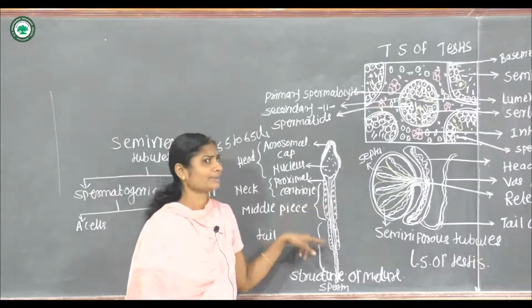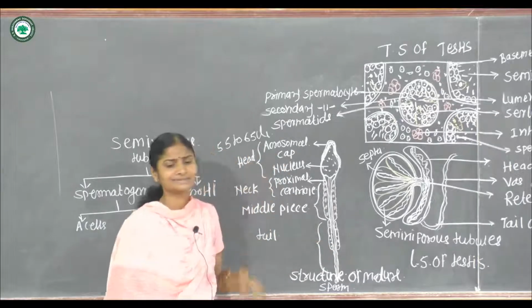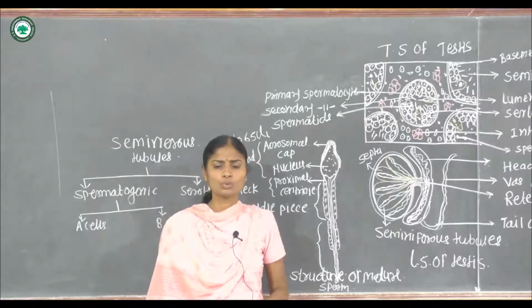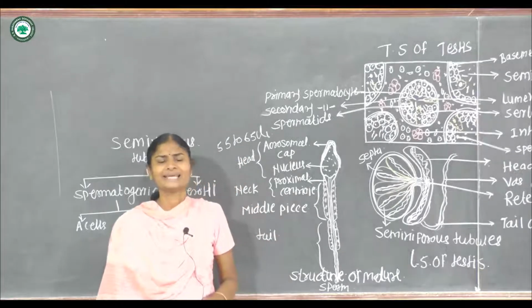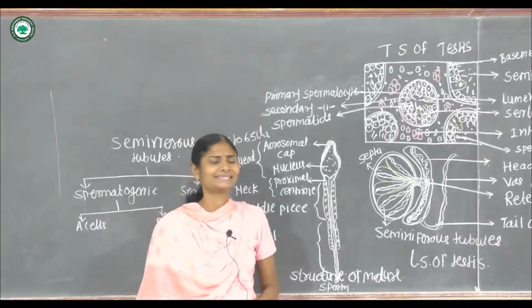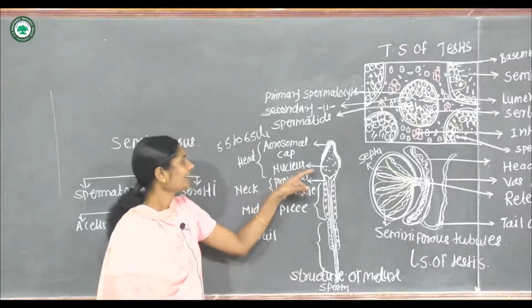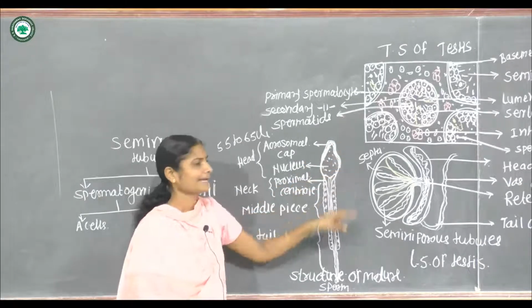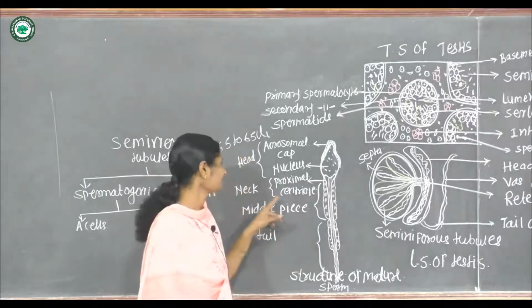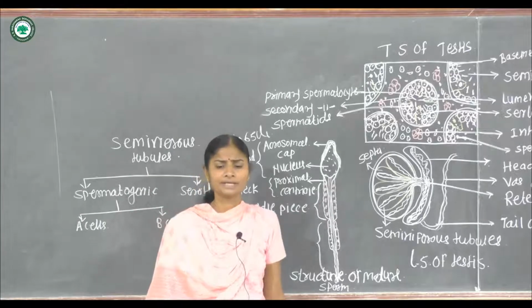The spermatozoa are divided into different parts. Head part: the head of a human sperm is an oval body with a length of 4 to 5 micrometers and a width of 3 micrometers. It contains the nucleus and is anteriorly covered by the acrosome cap. The next part is the neck, which connects the head and the middle piece.